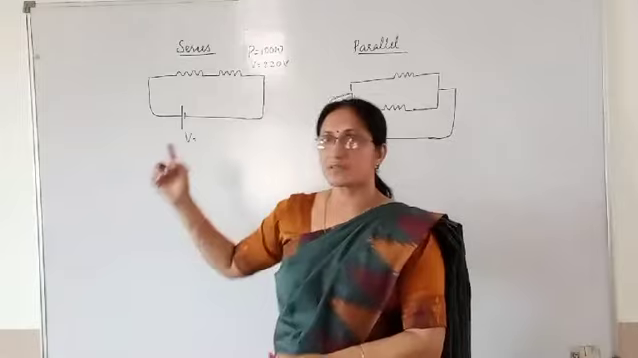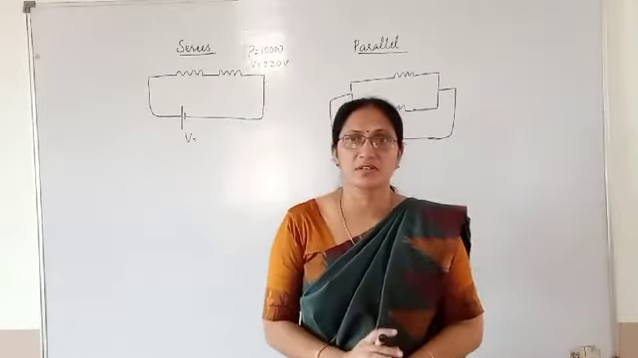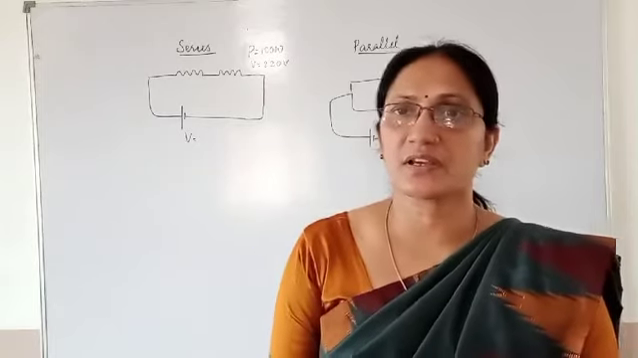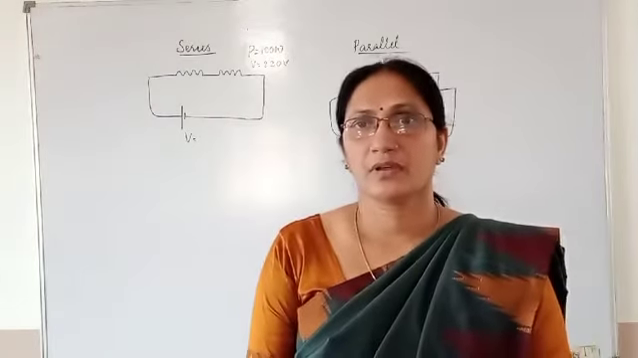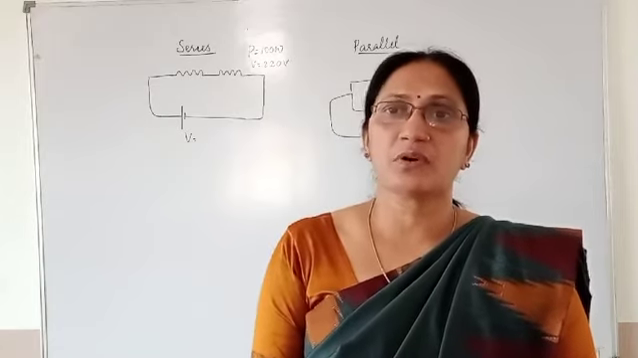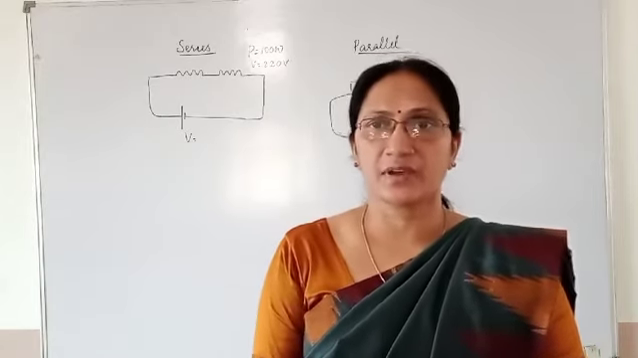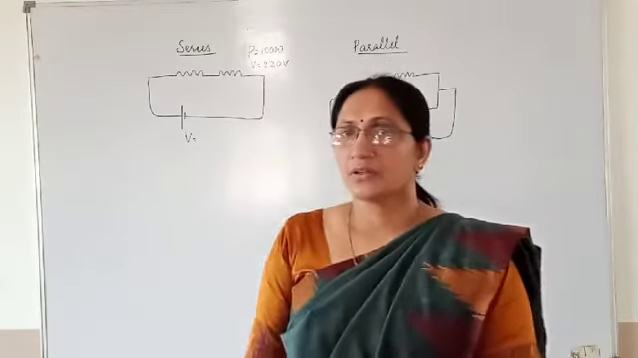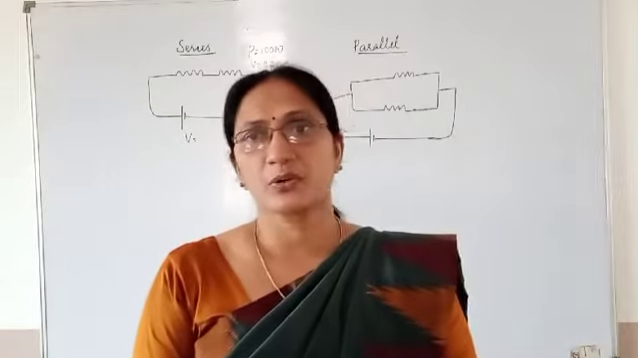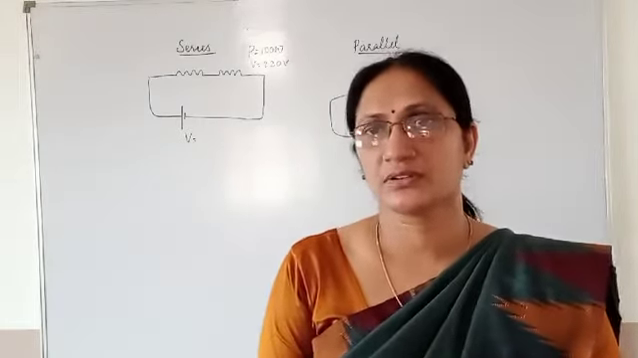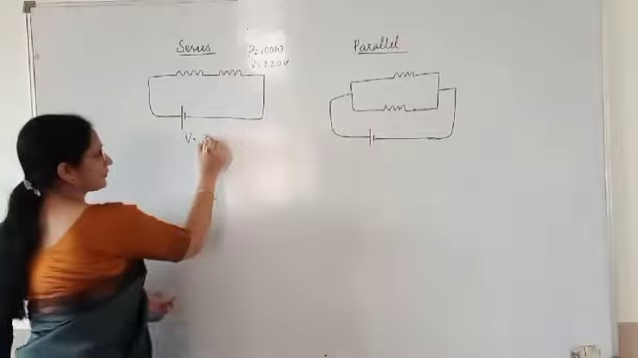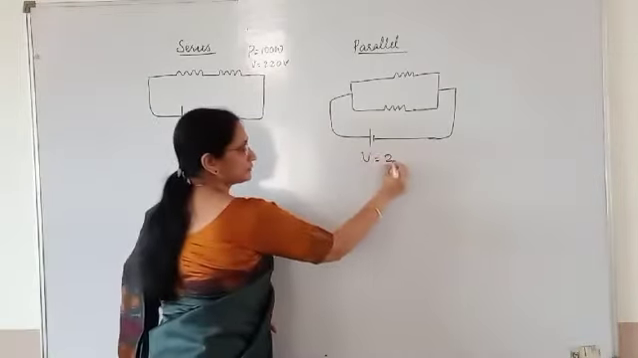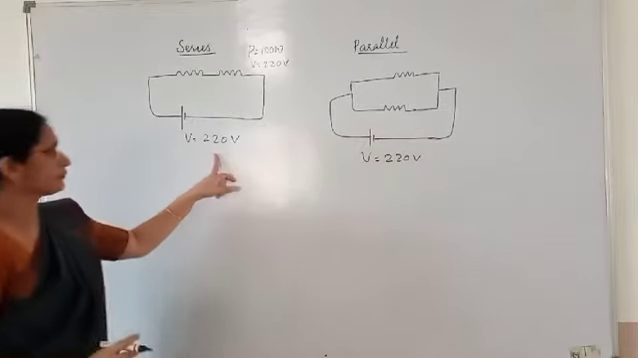The voltage rating of this bulb is 220 volt, which means for maximum efficiency it requires 220 volt. If a 220 volt potential difference is available, then the bulb will have a power of 100 watt. You know the electric supply which we get at home is at 220 volt. In this case, if you provide 220 volt, what will happen?